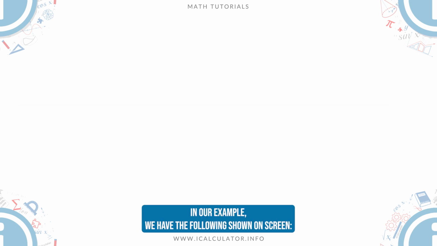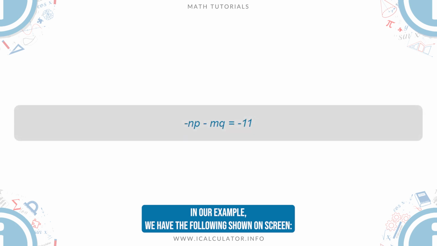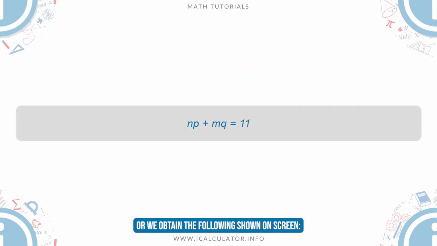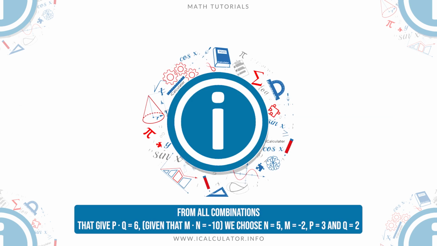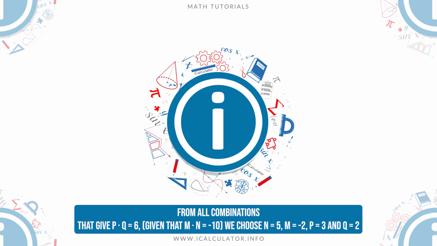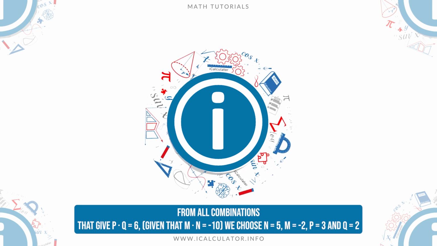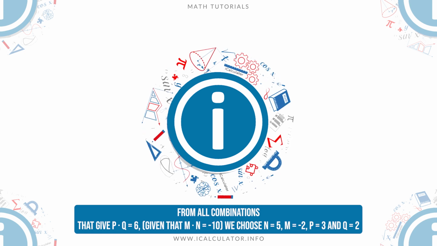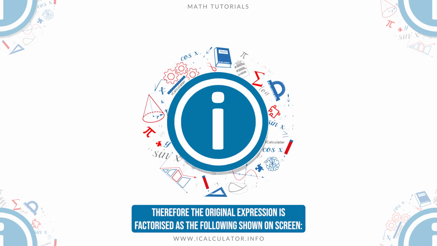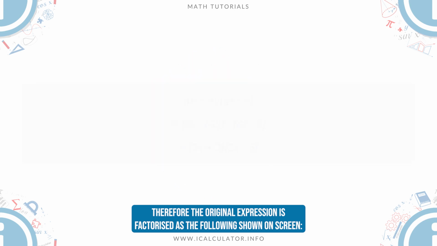Substituting the value of b, in our example, we have the following shown on screen. Or we obtain the following shown on screen. From all combinations that give pq equals 6, given that mn equals -10, we choose n equals 5, m equals -2, p equals 3 and q equals 2. We have the following shown on screen. Therefore, the original expression is factorized as the following shown on screen.